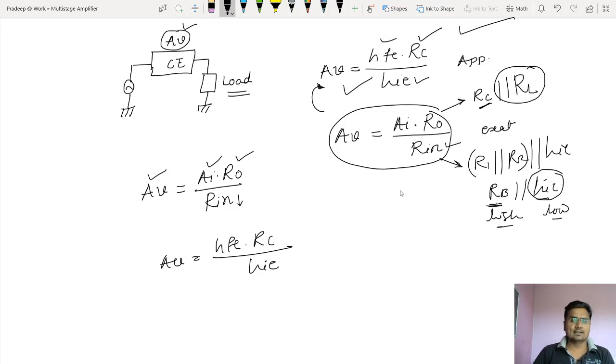Now look at this. Current gain is nothing but what? HFE. So can you change HFE of a transistor? So probably this thing is quite not in our hand. HIE and HFE are the transistor's parameters. We can't change them. Is it?